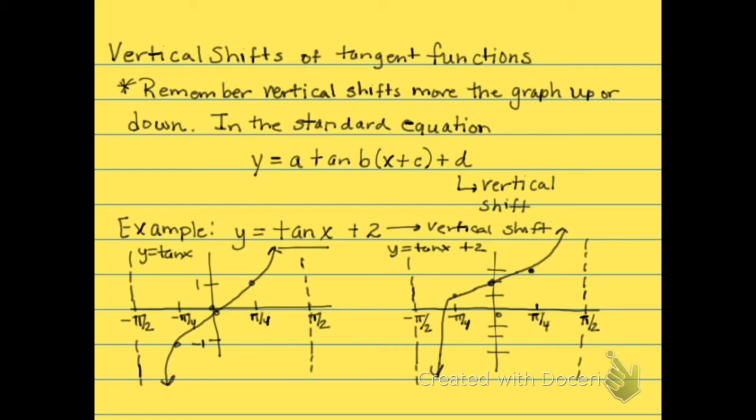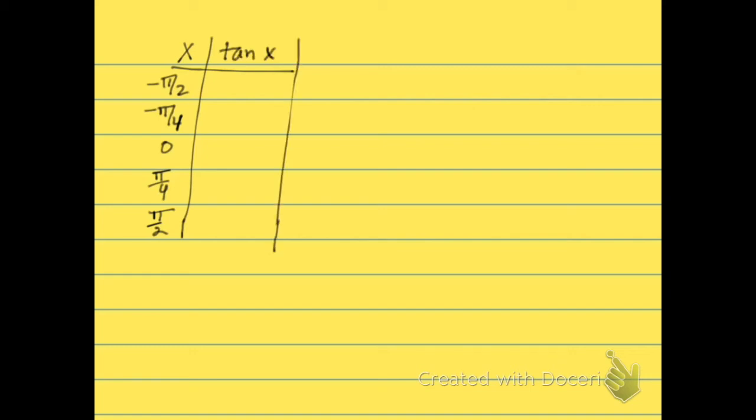And if you wanted to make a t-table, you can make a t-table. So you can take your angles from your original or parent graph: negative pi over 2, negative pi over 4, 0, pi over 4, and pi over 2. And remember, you're going up 2 units. So I'm going to do my tan x, and I'm going to put plus 2. That means I'm going to move whatever I have for this y up 2 units. So again, this is an asymptote, so nothing's going to change here. It'll be an asymptote on this side as well.